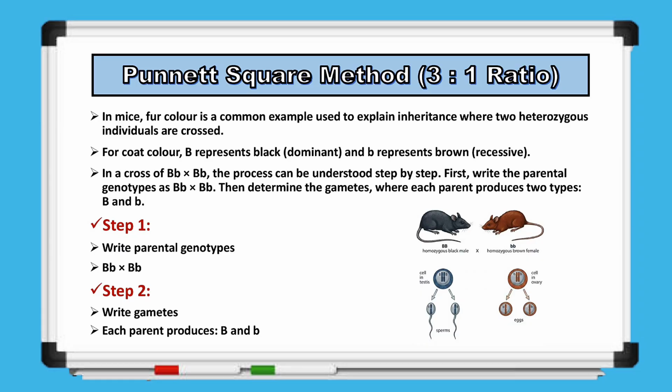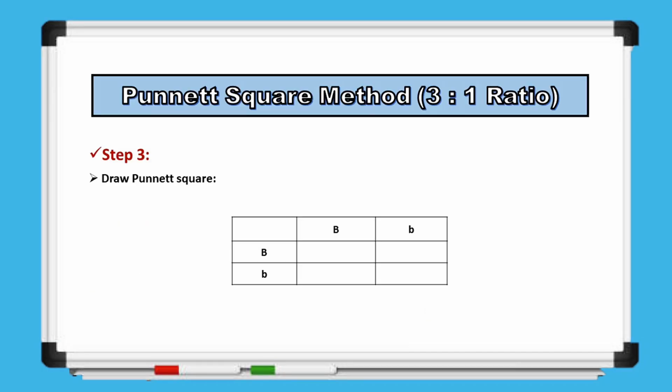First, we write the parental genotypes. Then we identify the gametes produced by each parent, where each parent produces 2 types of gametes, 1 carrying capital B and 1 carrying small b. Next, we draw a Punnett square and place the gametes of one parent along the top and the gametes of the other parent along the side. Now we fill in the boxes by combining the alleles from each side step by step.